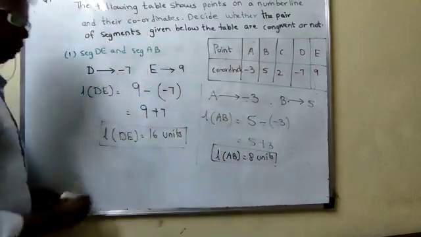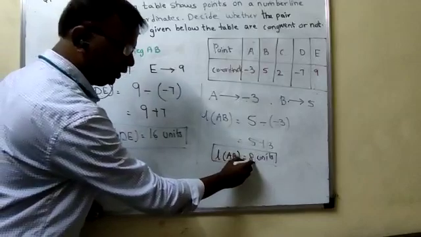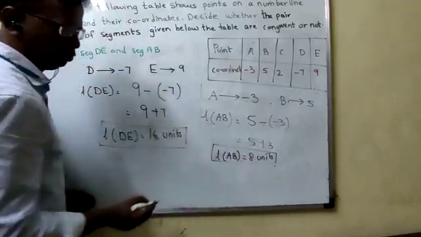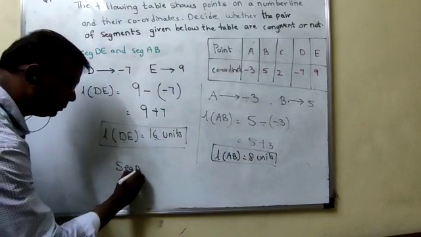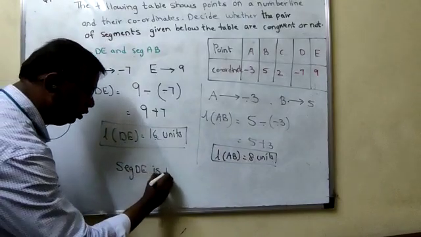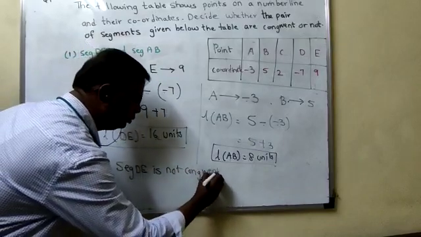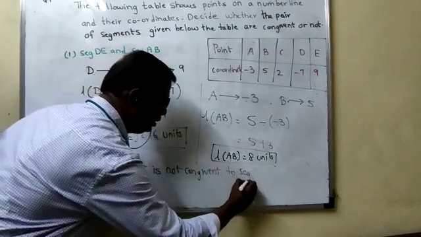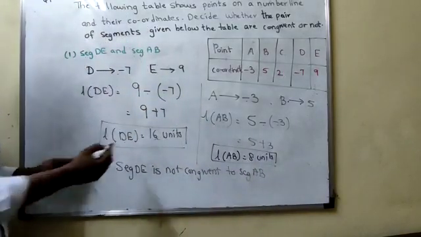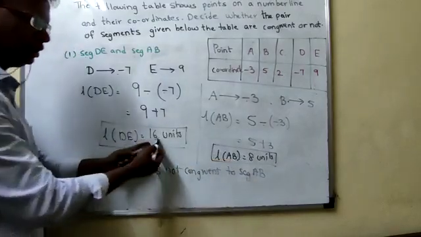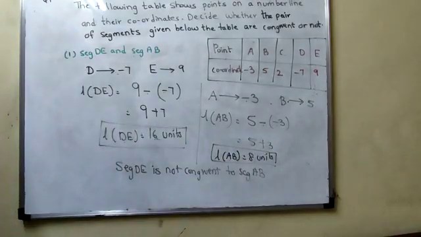Now compare both the distances. The distance of DE is 16 units. The distance of AB is what? 8 units. Are they equal? They are not equal. Therefore we can say segment DE is not congruent to segment AB. Understand, students? If their distances are the same, we say congruent. Since the distances are not the same, we say they are not congruent to each other. Can I go for the next one?